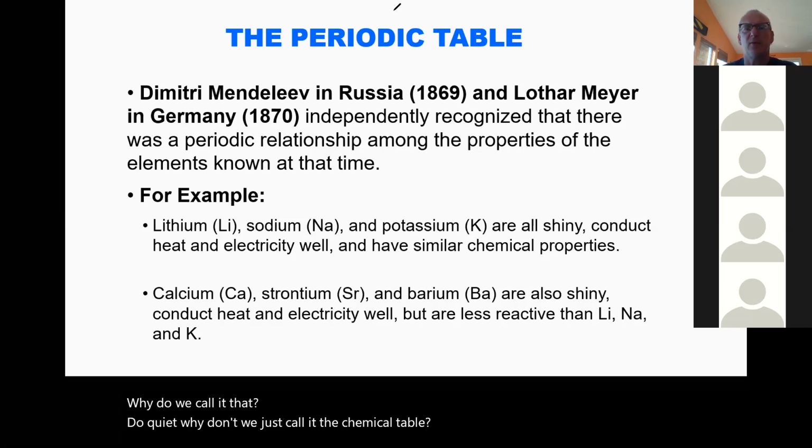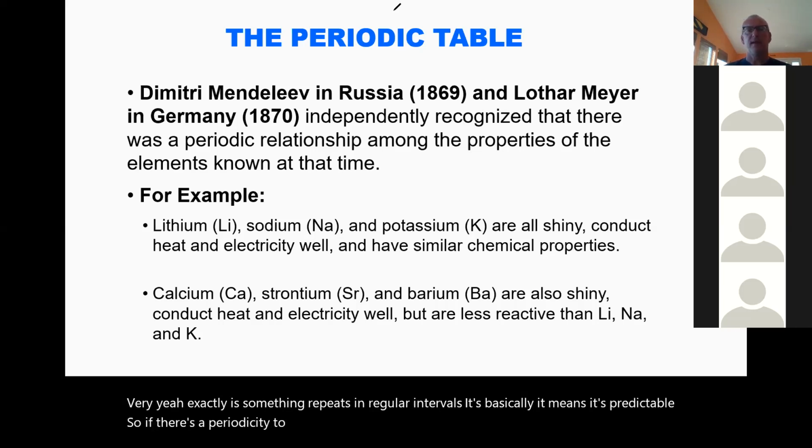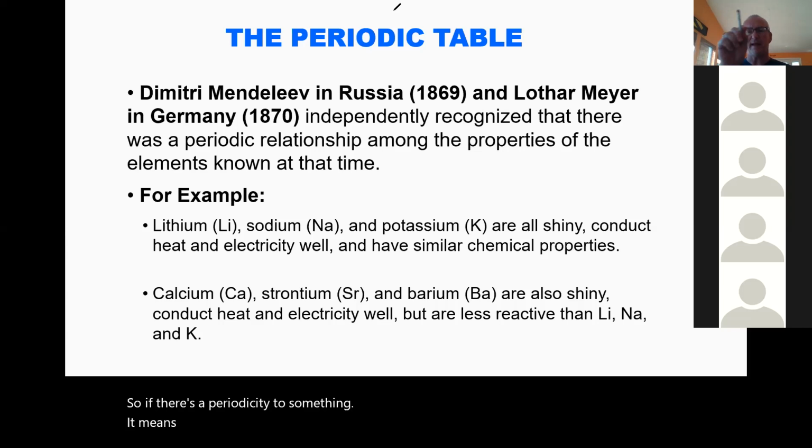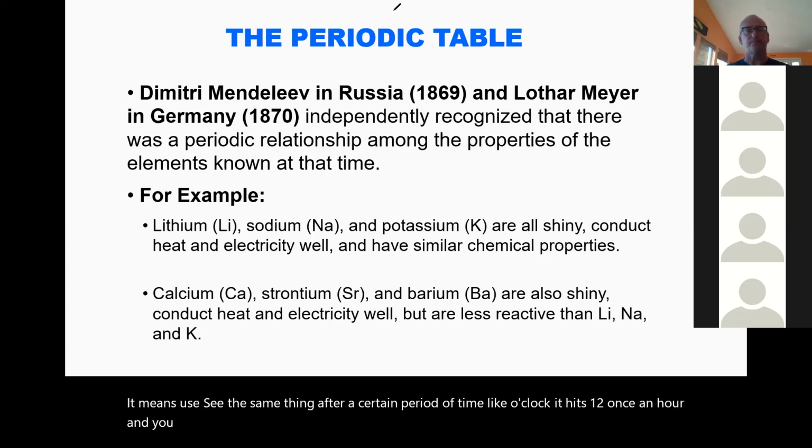Why don't we just call it the chemical table? Why is it called the periodic table? Anyone have any ideas? What does periodic even mean? Something repeats. Yeah, exactly. If something repeats at regular intervals, it means it's predictable. So if there's a periodicity to something, you see the same thing after a certain period of time, like a clock. It hits 12 once an hour, and you can predict it.